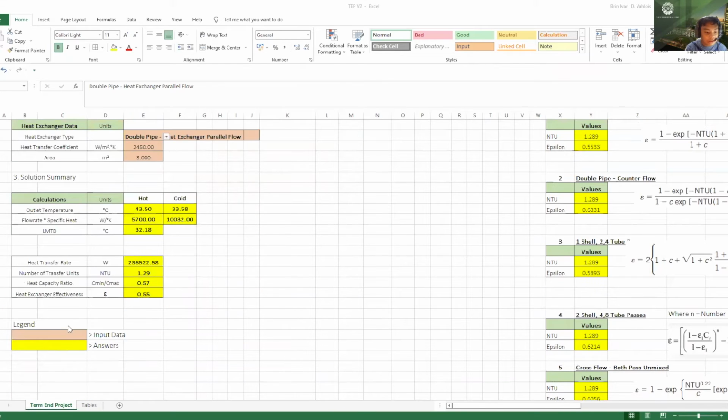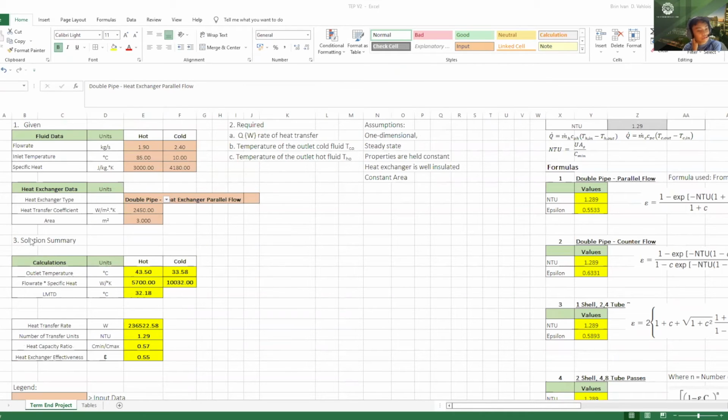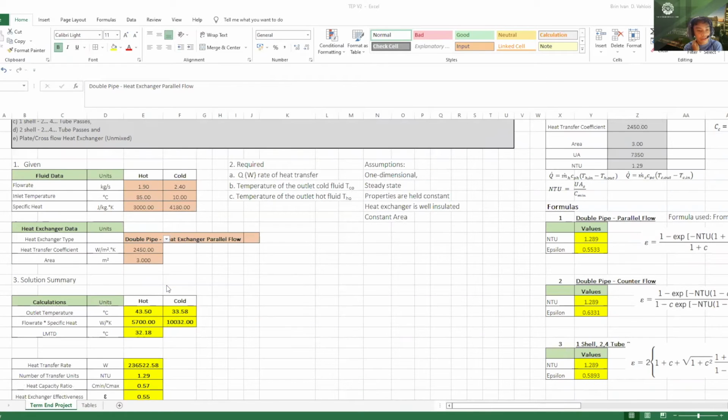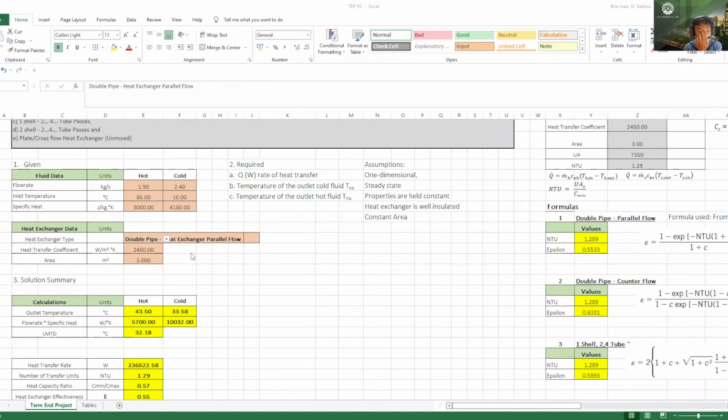So here is the legend. For the color peach you will input the data, and for the color yellow you will get the answer. So here is the solution summary of the problem, and we will discuss how it is derived.